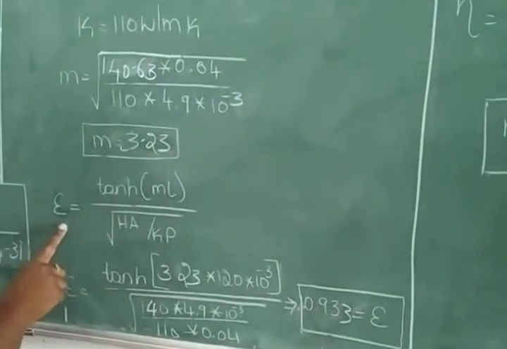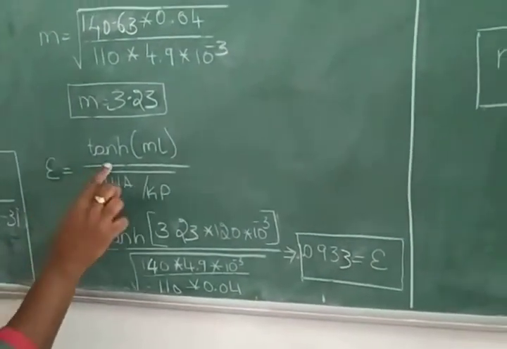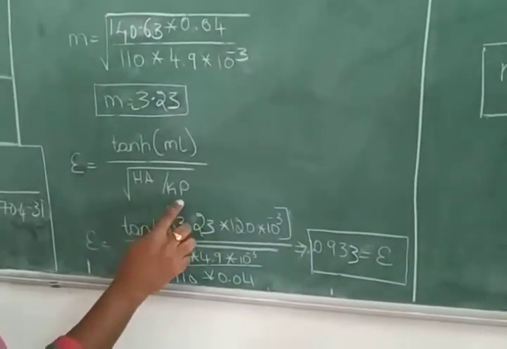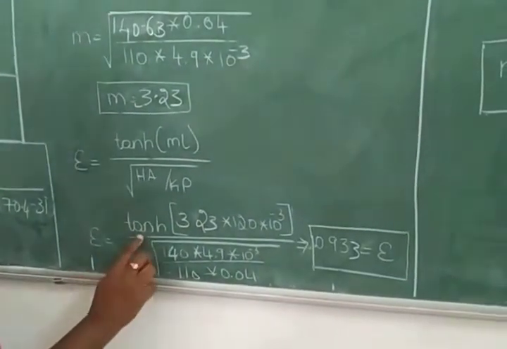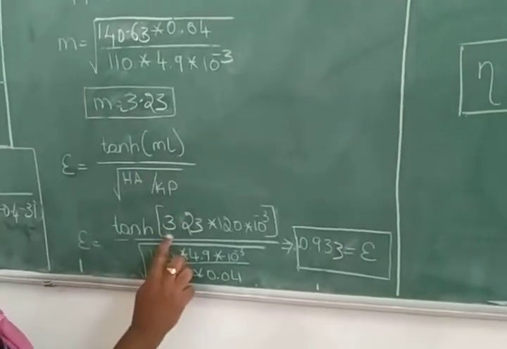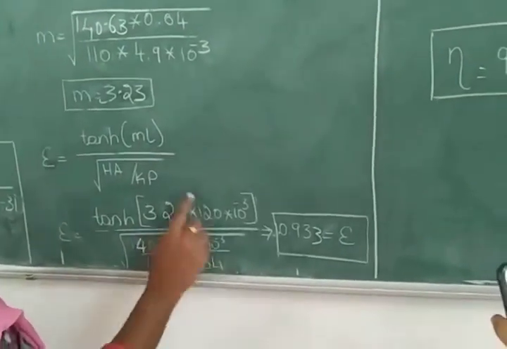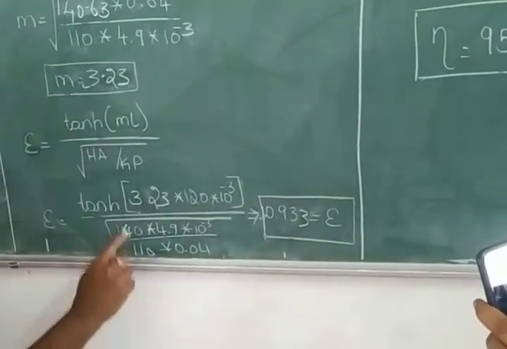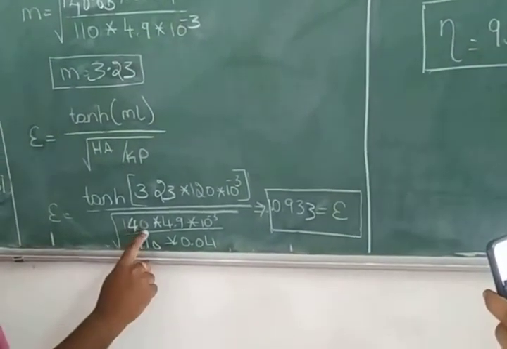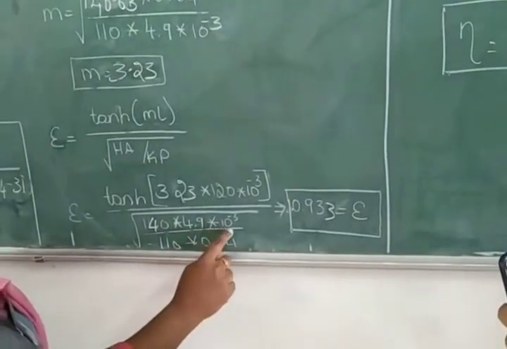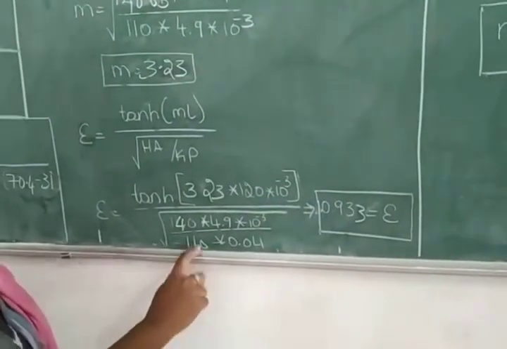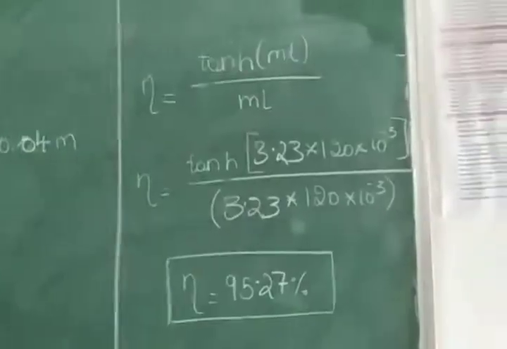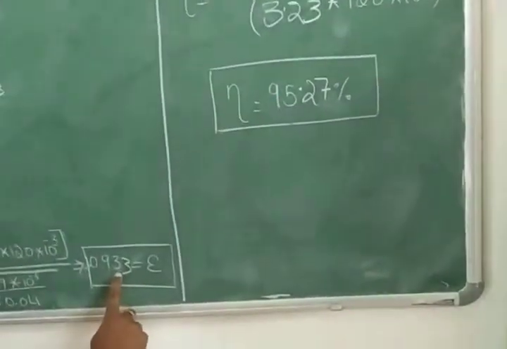Now we need to find the value of effectiveness. Effectiveness is equal to tanh(ML) divided by the square root of HA divided by KP. The M value is 3.23 and the value of L is 120 millimeter, divided by the square root of H, the convective heat transfer coefficient 140.63, times the area 4.9 into 10 power minus 3, divided by K, which is 110, times the perimeter, which is 0.04. Now we are getting the value of effectiveness as 0.933.